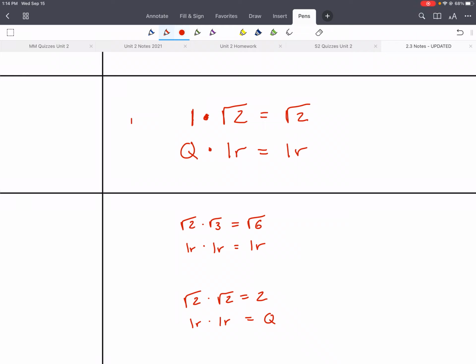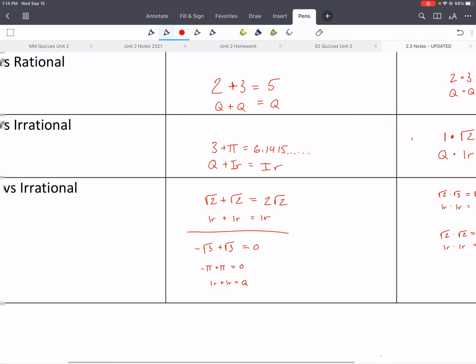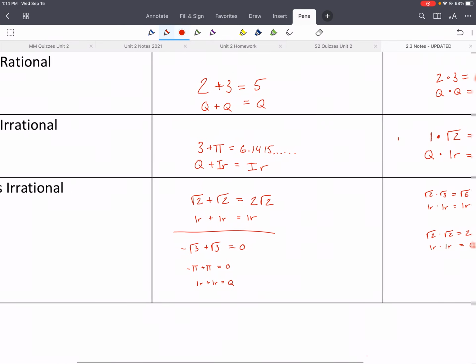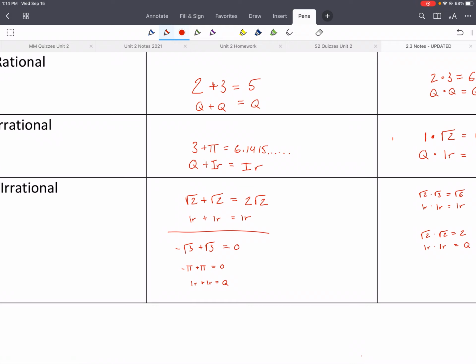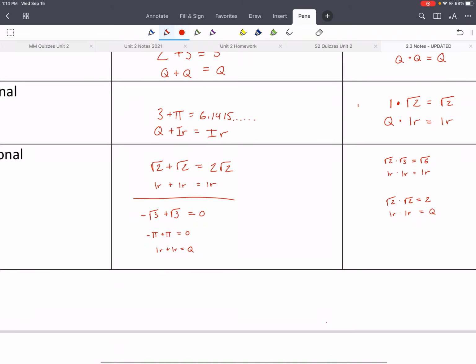1 is a rational number, and the square root of 2 is irrational. So multiply that together and you get square root of 2. So obviously that's still irrational. And that's for all cases, that if we add a rational and an irrational, or multiply a rational and an irrational, then we will always have an irrational, except for one case. But I'm not going to even say that because I think we're good for now.